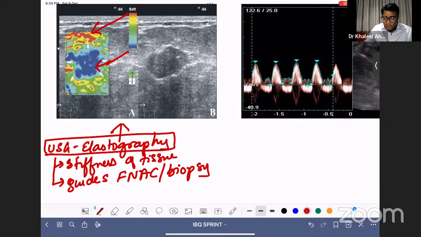You want to take a tissue sample. You don't want to take necrotic material, right? You don't want to put the needle in the necrotic area. It will not give you a diagnosis. You want to put the needle into the tissue and get a tissue sample. So from the hard area, you want to take an FNAC or biopsy. So when you're doing ultrasound guided FNAC, you use ultrasound elastography to look at the stiffness of the area.